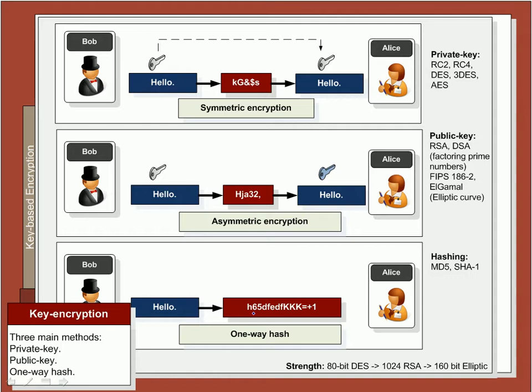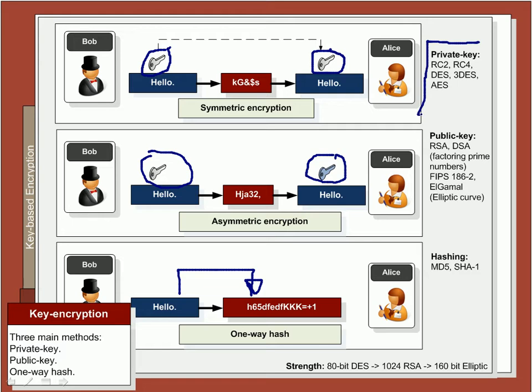The main methods, as we'll see, are defined as symmetric encryption. With symmetric encryption, Bob and Alice use the exact same key to encrypt and then to decrypt. We'll also look at asymmetric encryption, where we use a different key to encrypt and to decrypt. And then there is a special encryption method called one-way hashing, in which we can transform a message into what's defined as a hash message.